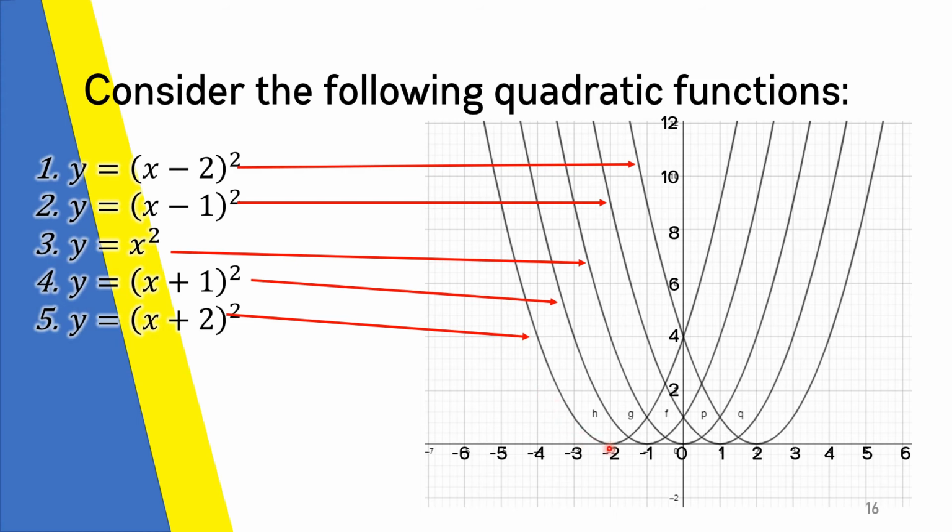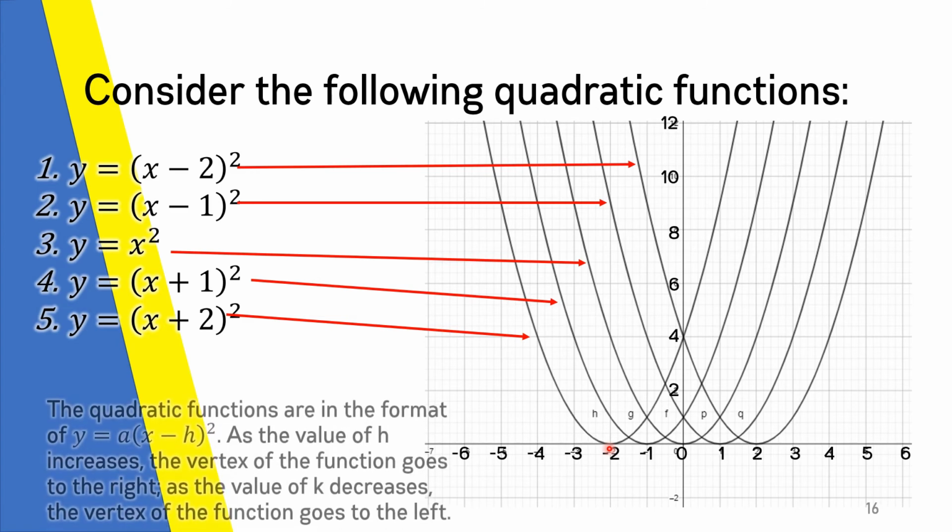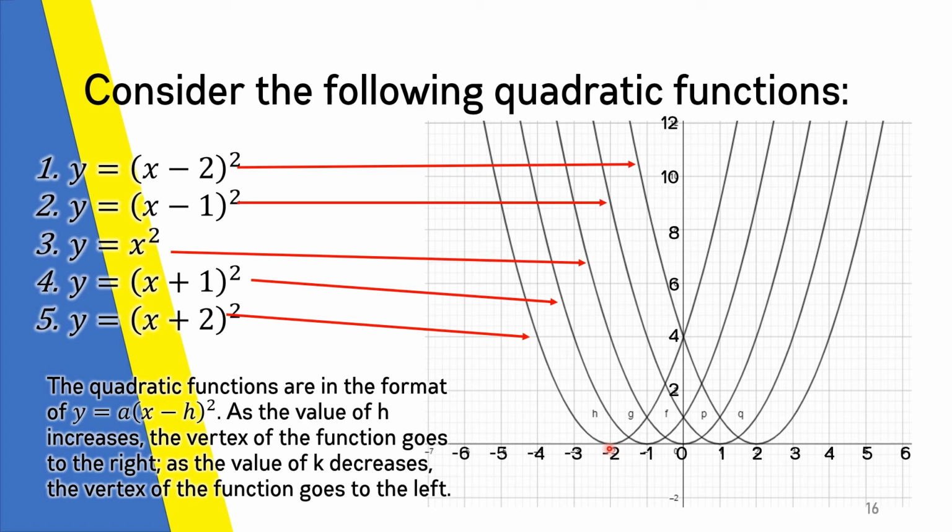So, as you could see, there is already a lateral movement of the vertices in the graph, unlike the first set of values right there. So you could see that there is already a difference. The quadratic functions here are in the format of y is equal to a multiplied by x minus h squared. So as the value of h increases, the vertex of the function goes right, and as the value of k decreases, the vertex of the function goes to the left.